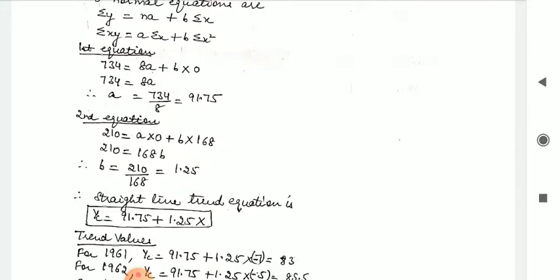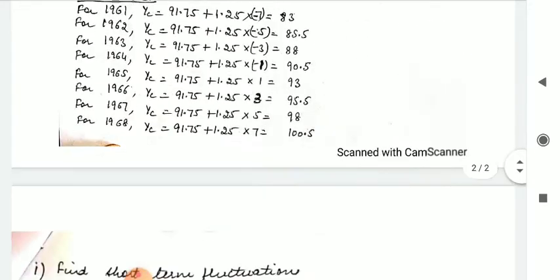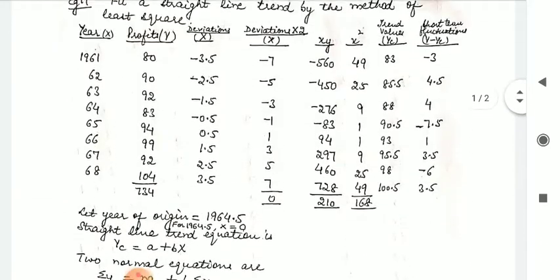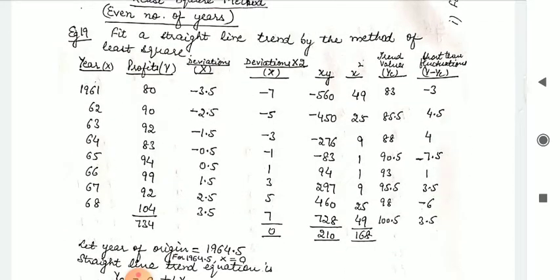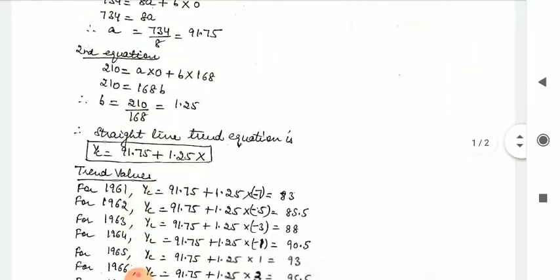Sigma xy is equal to a into sigma x, that means a into 0 plus b into sigma x square, that means we need the next column, that is x square. We make the column x square, and we take the total of it, it comes out to be 168. So we put this value also in second equation.